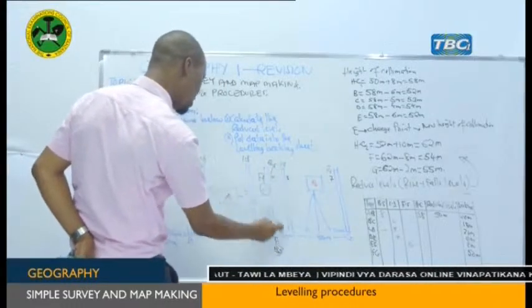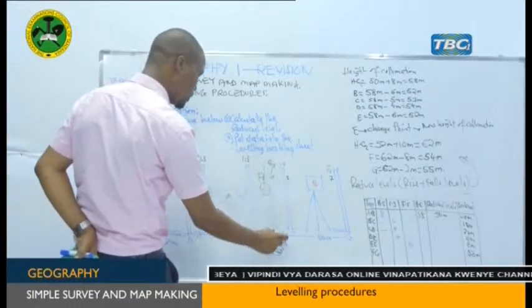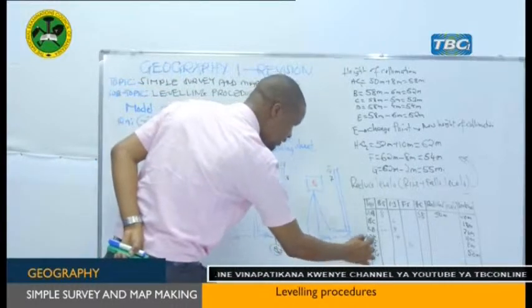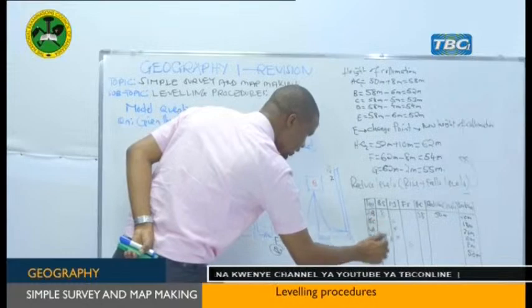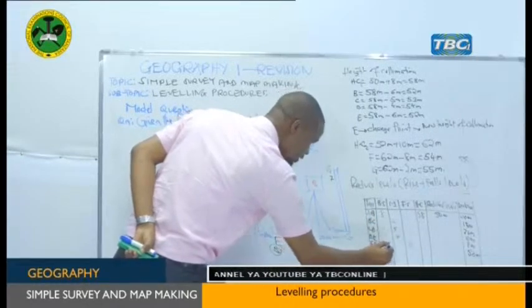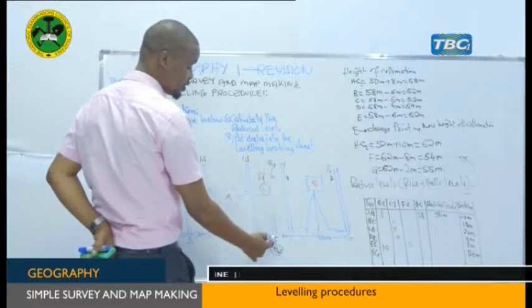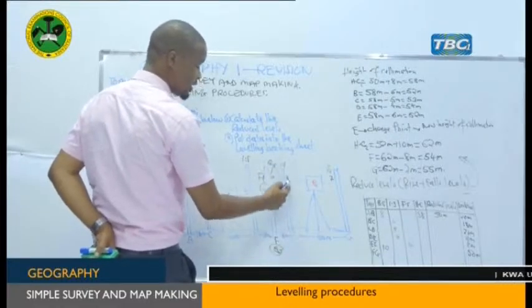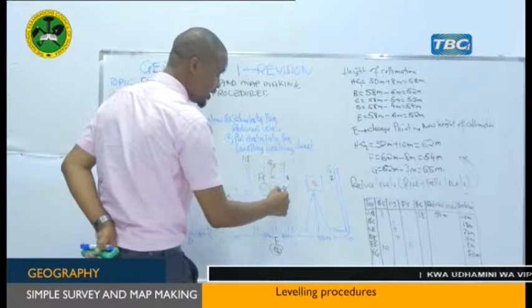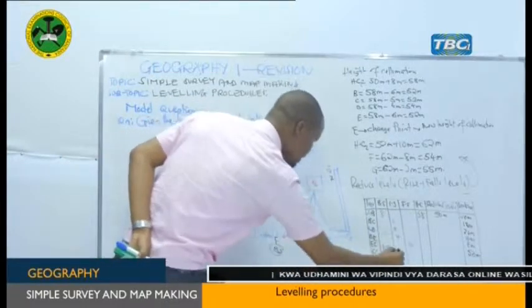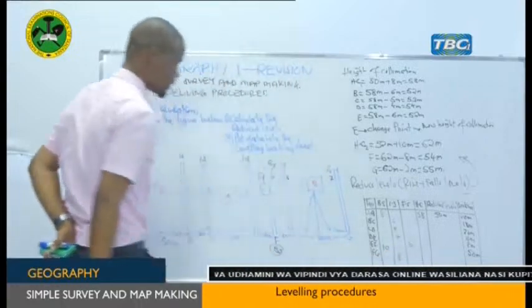Then from there you go. At point E we have the foresight. Then at point E, the same, we have the backsight, which is 10. So you write that here at point E, 10. Then at point F we have the intermediate sight, which is 8. You write there 8. You see?